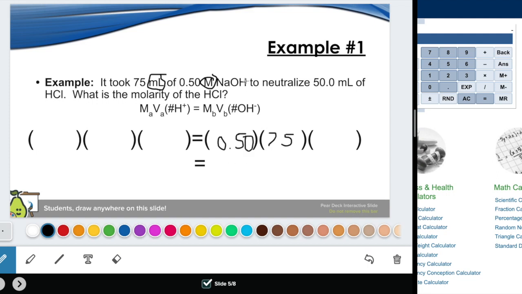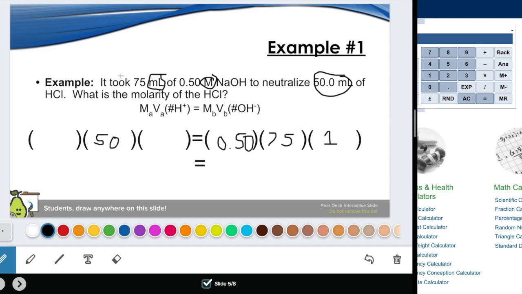And then last but not least, we look at our equation, and we have NaOH. We do not have more than one OH. We just have one, so I'm just going to write a 1 right here. And then it says it takes that to neutralize 50 milliliters of HCl. So I'm going to plug in, that is milliliters, that is my volume. So I'm going to plug in my 50 milliliters here.